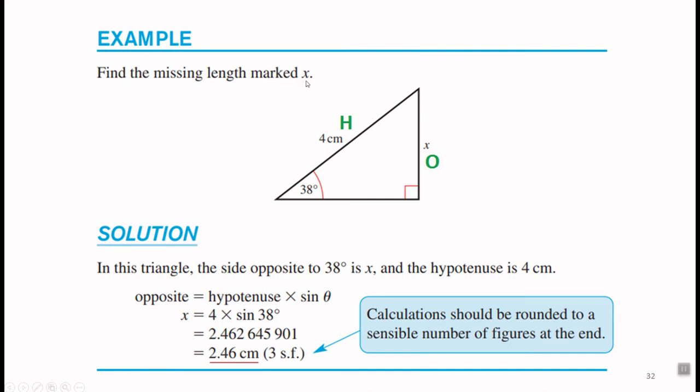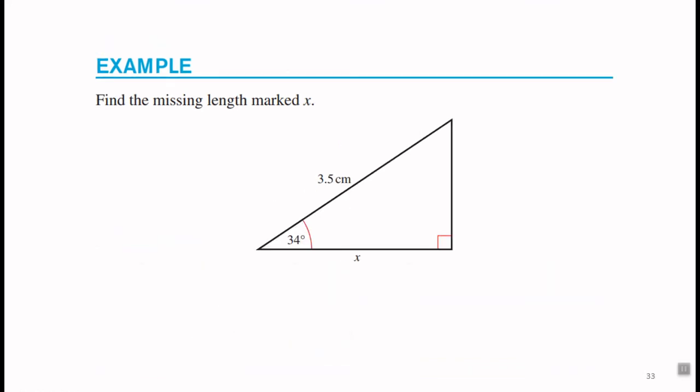Find the missing length marked x. So you need to find x. With respect to 38, this is the opposite side, and the side always opposite to 90 degrees we call the hypotenuse. We need to join opposite and hypotenuse, so we need to use sine. Sine 38 equals opposite divided by hypotenuse. Substitute values and use a calculator to get the answer. Next example. Find the missing length marked x. Here x we need to find.